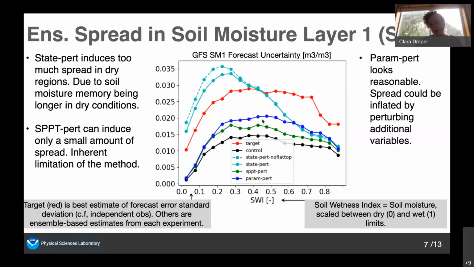Looking at the next one, param-pert. In this case, I perturbed the vegetation fraction. It has also not created a huge amount of spread, but I don't think there's anything intrinsic in this method that limits the amount of spread that it can create. The other thing is it's also retained this symmetric-ish distribution that we see from the target and also in the control.